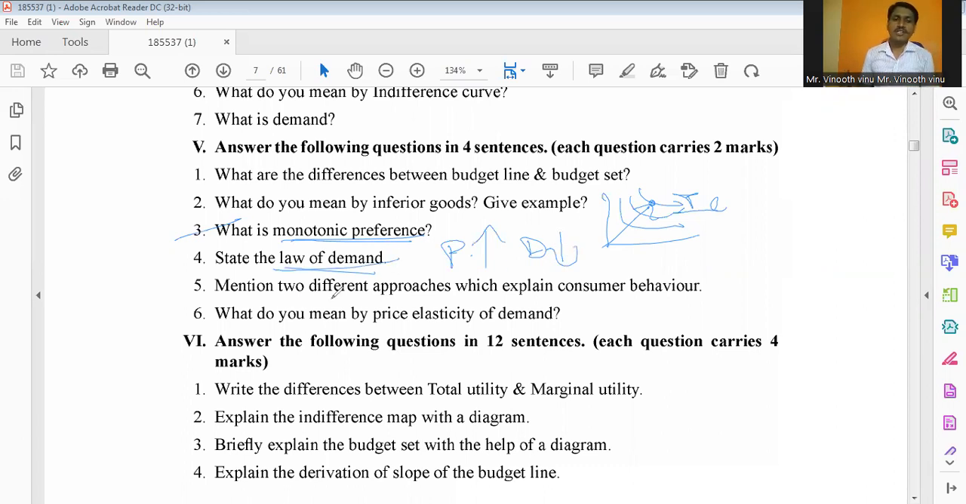Clear. Mention two approaches which explain consumer behavior. Important. Cardinal utility. Okay. Next, what do you mean by price elasticity of demand? The responsiveness of demand to the change in price is called price elasticity of demand. Okay. Next.